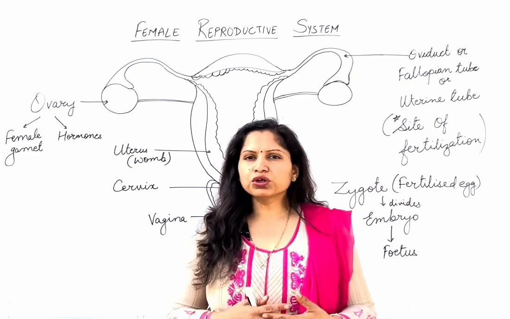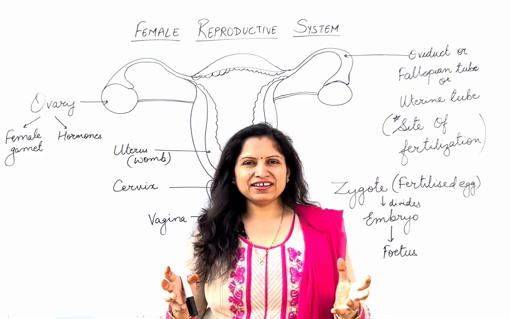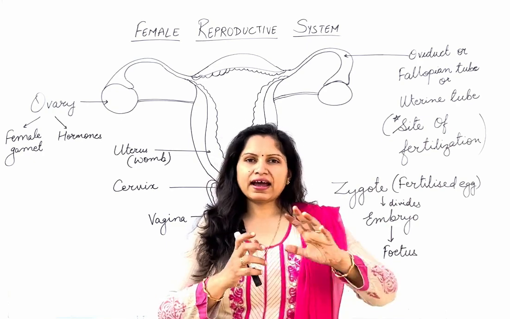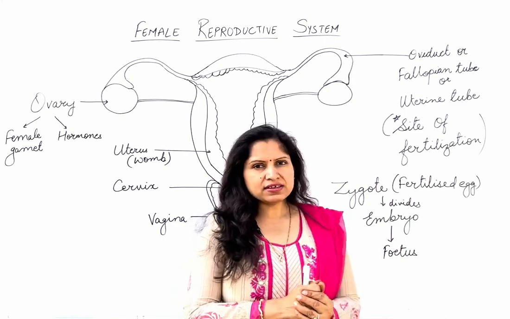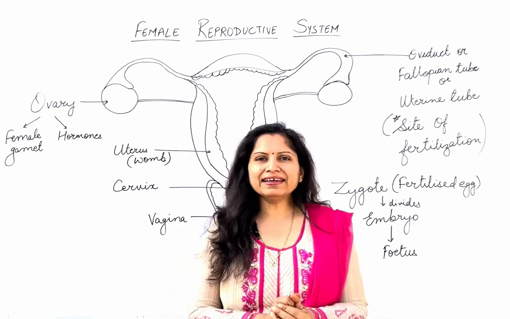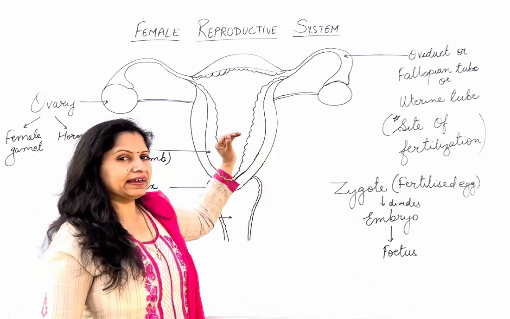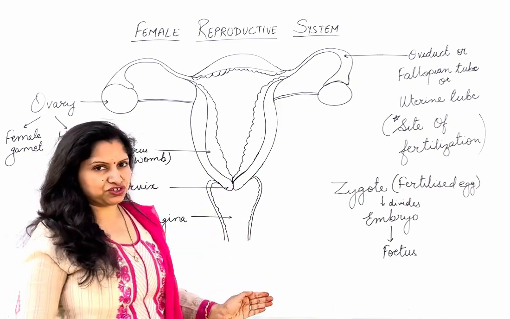All the organs will be formed from that embryo, and then it is known as a fetus. Once the organs are formed and identifiable, then we call it a fetus. So the fetus is going to develop completely in the mother's uterus. Once it develops completely, it is going to come out of the body, passing through the cervix and the vagina.